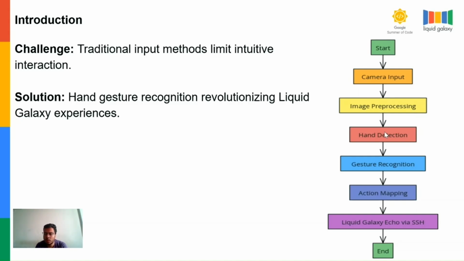Then we are going to do the hand detection. This is done by the model itself. Then finally it outputs the gesture that might or might not be present in our image. Finally, we have to map that specific gesture. This part is a bit manual that we have to do ourselves. And finally, as soon as a gesture is detected and we have mapped it, we have to execute the specific echo command via SSH to the Liquid Galaxy in order to allow the Liquid Galaxy to do that specific thing. So this is how the whole thing works.